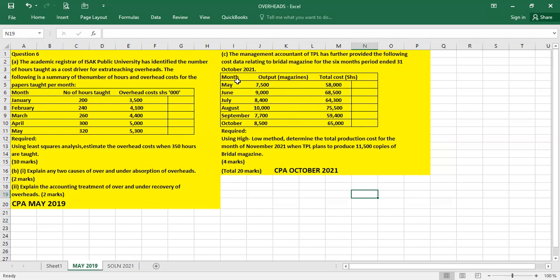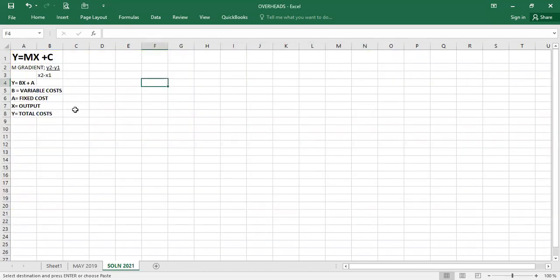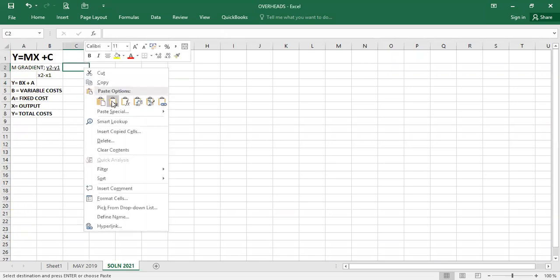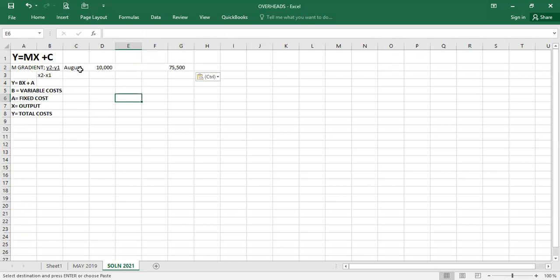So when we check what will be our highest and what will be our lowest, here when you compare this, you'll find that this one in August we had 10,000 units of magazine. So this one is going to be our highest. Our highest is this. So we can copy it and we take it the other side. Paste it here. And this is our highest.